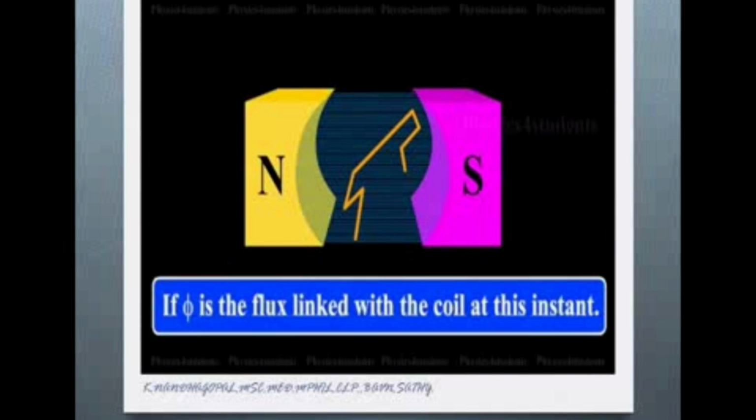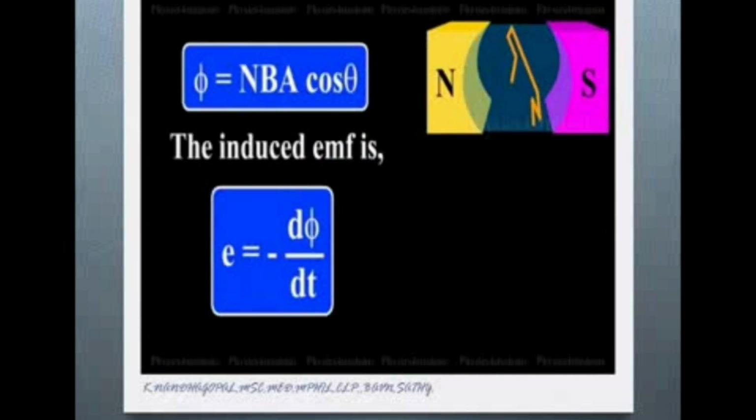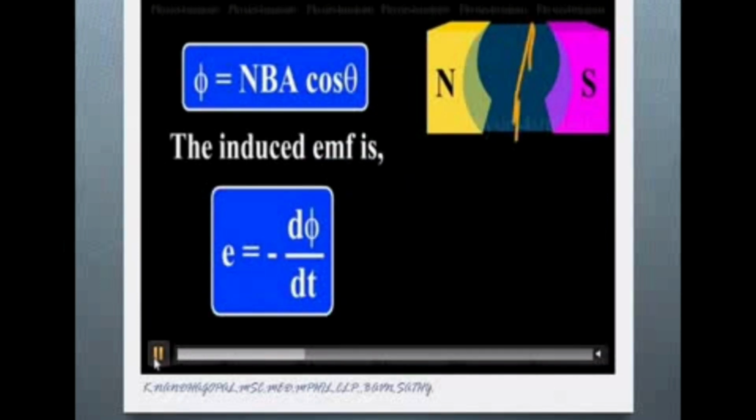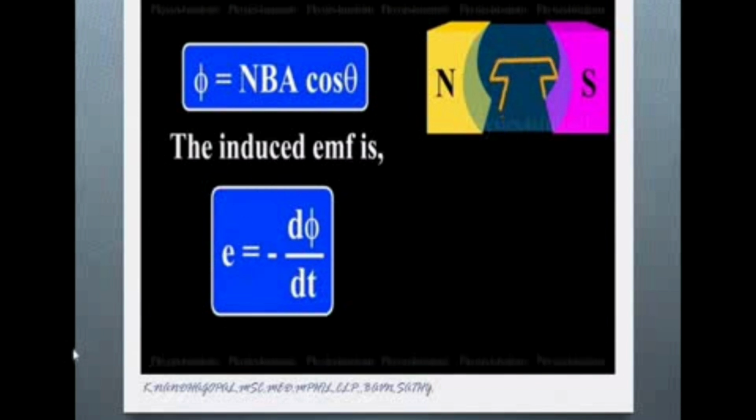If phi is the flux linked with the coil at any instant while it is rotating in the magnetic field, then phi equals NBA cos theta. Here the number of turns N is constant, the magnetic field B is also constant, and the area of the coil A is also constant, but only theta changes. So according to Faraday's second law, E is equal to minus d phi by dt.